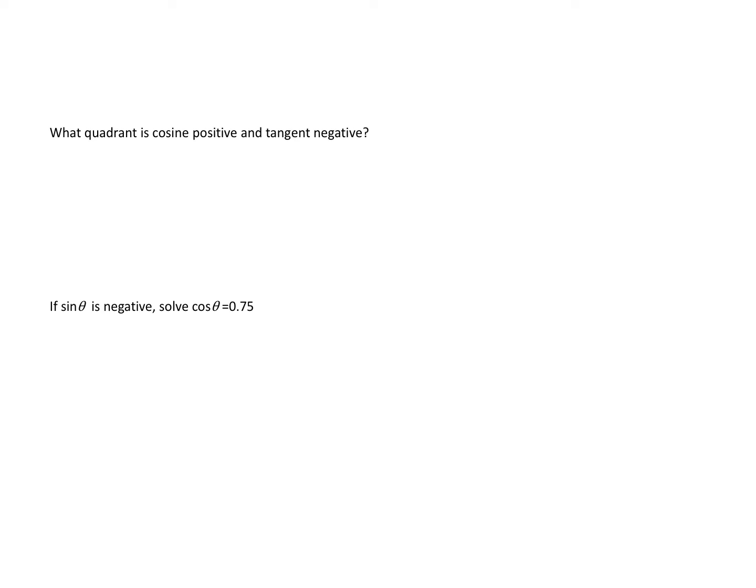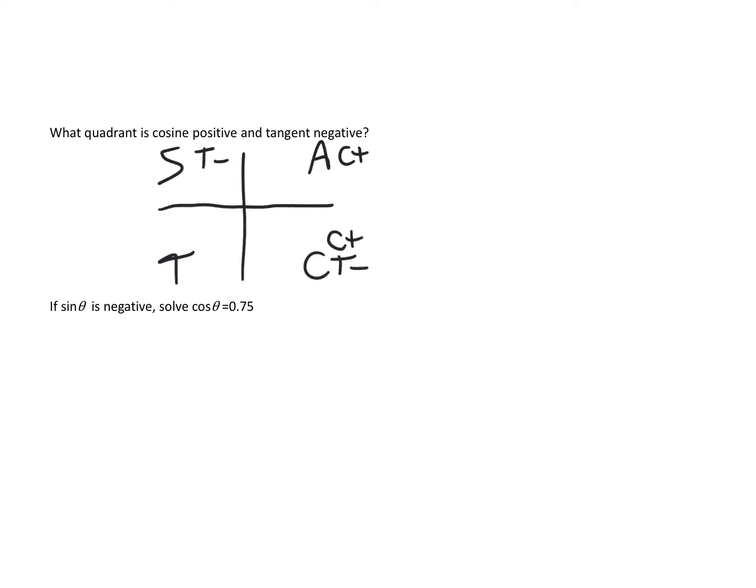This first example, we want to know which quadrant cosine is positive in and tangent negative. So this is where the CAST rule comes into play. CAST tells us where things are positive. So cosine is positive in this one because it's cosine, and this one because all of them are positive. And tangent is negative in this one and in this one. So we know that this quadrant here is the one that we're looking at. This is also known as quadrant 4.